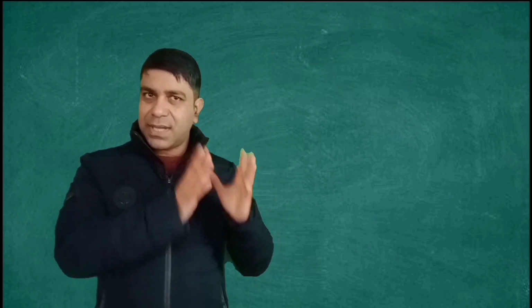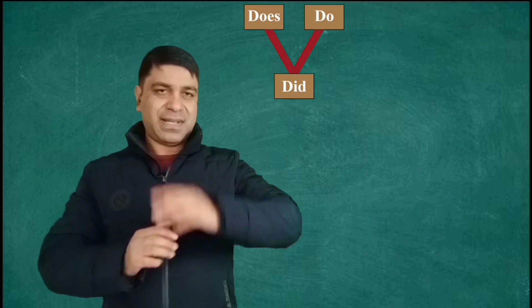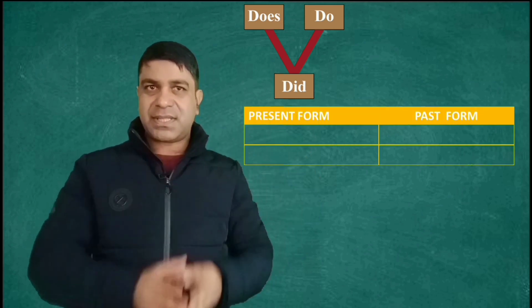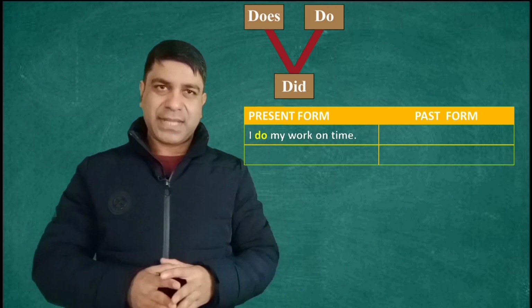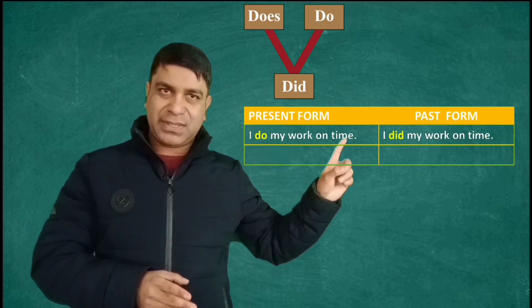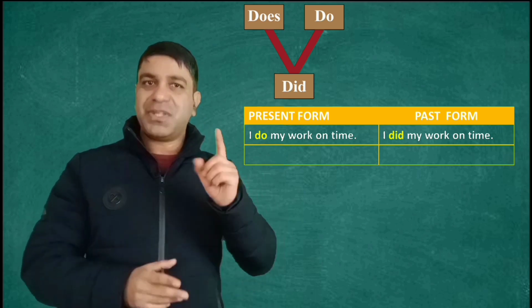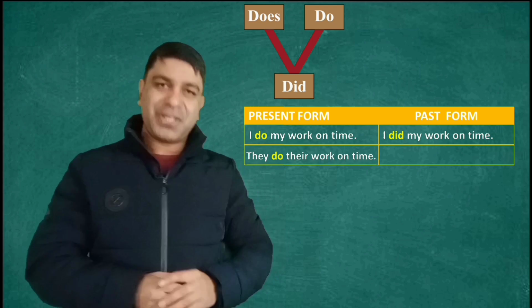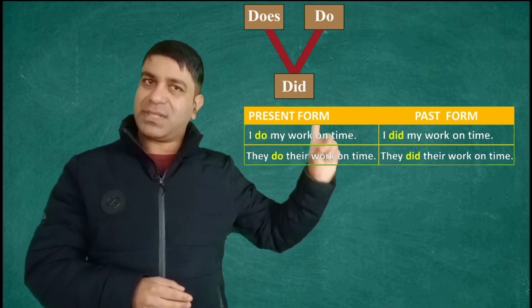When you change does and do into past tense, they become did. In the present tense, you can say I do my work on time. In the past tense, you can say I did my work on time. In the present tense, you say they do their work on time, and in the past tense, you say they did their work on time.